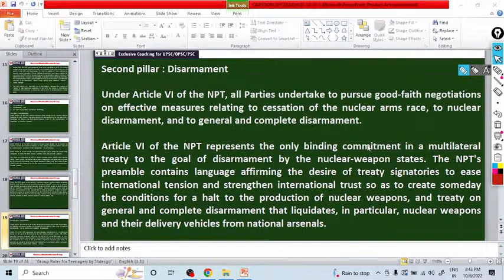The NPT's preamble contained language affirming the desire of treaty signatories to ease international tension and strengthen international trust, so as to create someday the conditions for a halt to production of nuclear weapons, and a treaty on general and complete disarmament that liquidates in particular nuclear weapons and their delivery vehicles from national arsenals.